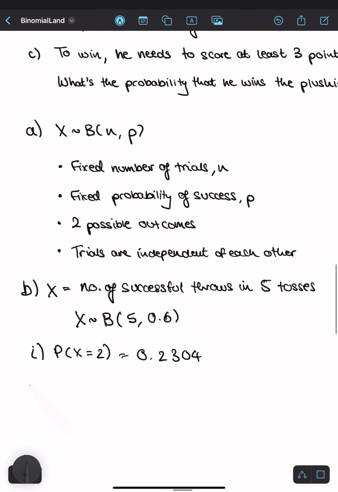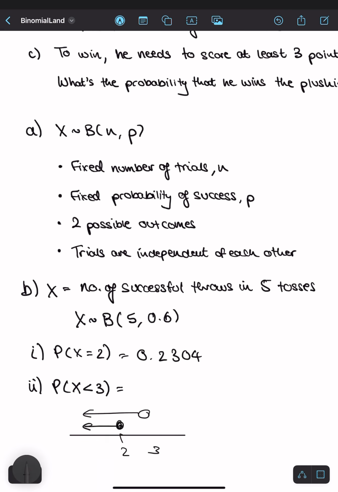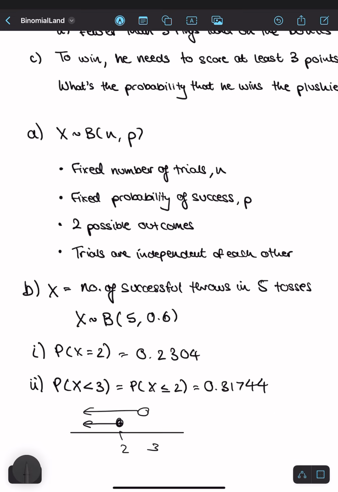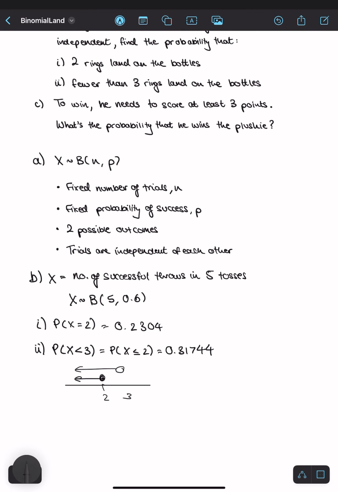So that means I want P(X < 3). When using binomial CD, a cumulative distribution, we need a less than or equals to sign. So here, if I've got something that's less than 3, the highest value it can be is 2. So this is the same as the probability that x is less than or equal to 2. So using the calculator, but binomial CD, if I put in the same values, I get 0.31744.